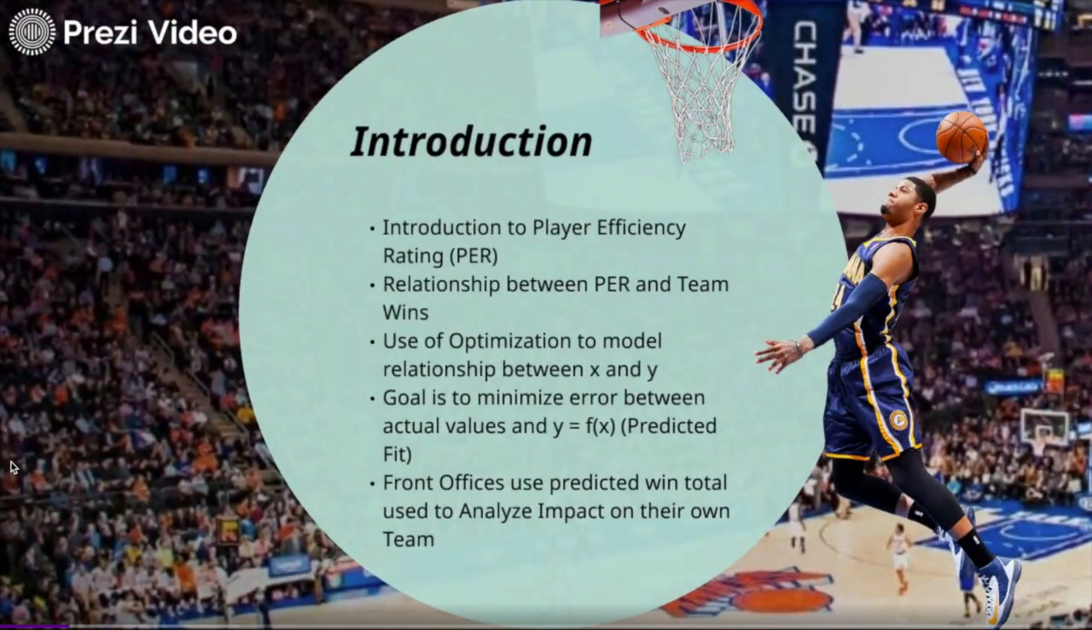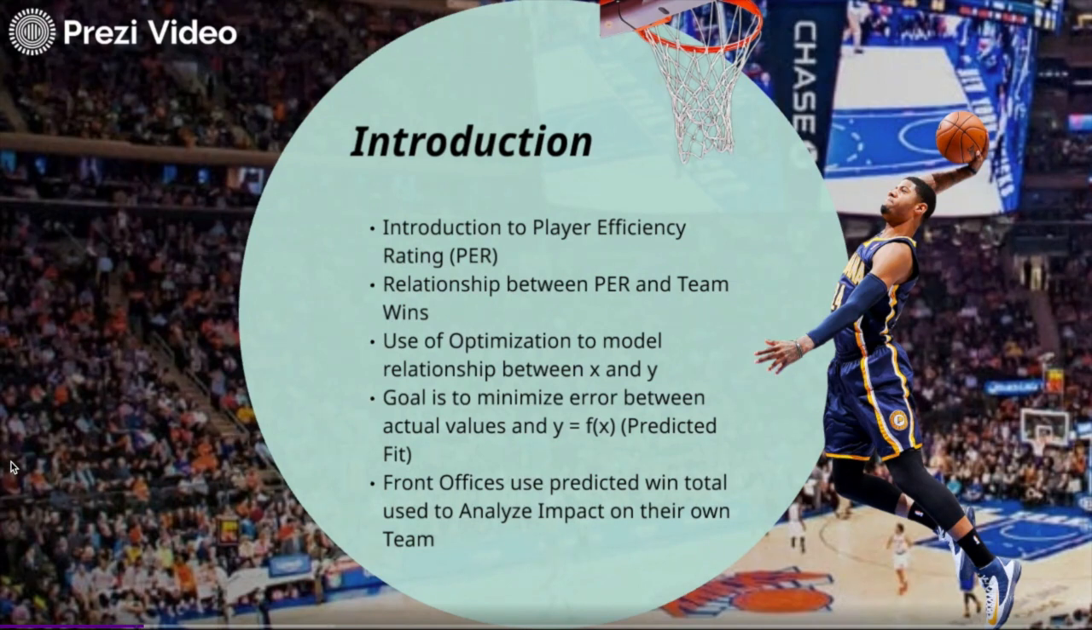NBA front offices often resort to calculus to evaluate players in order to further their team's success. This study is meant to analyze the effects of player efficiency, or PER, on the outcome of team wins. I will use optimization of sum of squared error in order to minimize the error and formulate the best linear fit to accurately assess the impact of player efficiency on team victories.